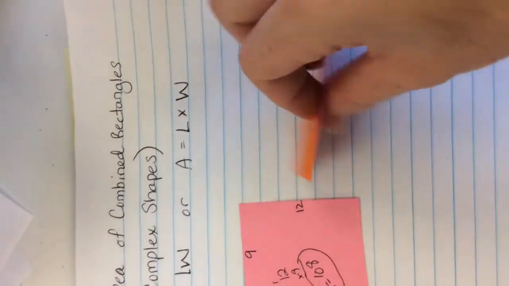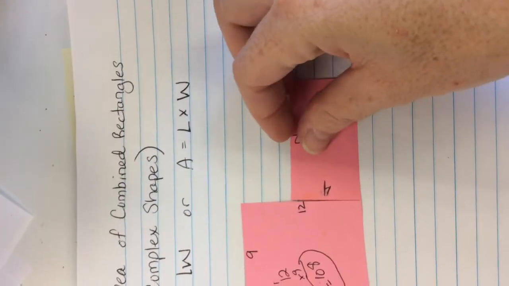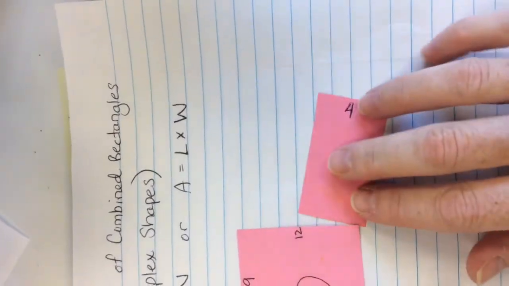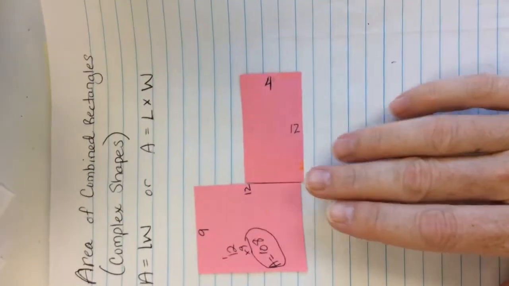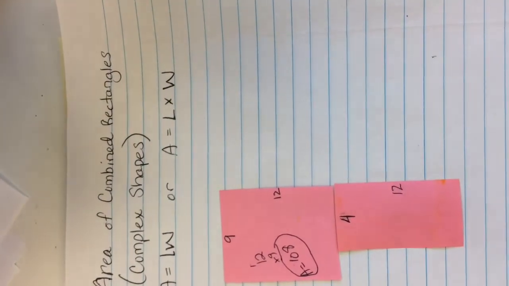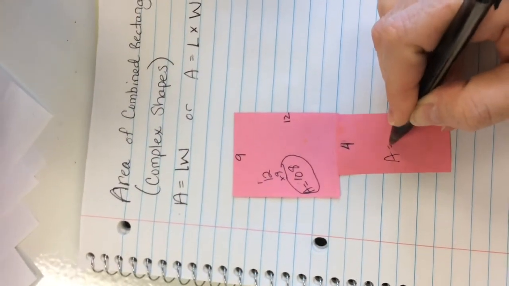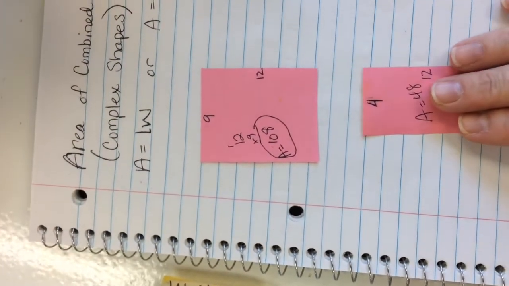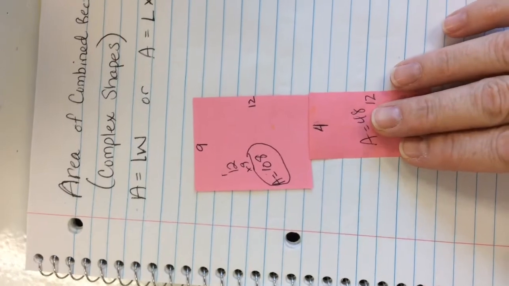Same piece, I just turned it over. Same measurements are on it. I'm just going to spin this around this way. It doesn't really matter where they're connected. It could be down here. There's the same measurements. And so this one here, we already know is the area of 48. And that's still 108. And combining the two would give us the total area. So it doesn't matter if they're separate or together.